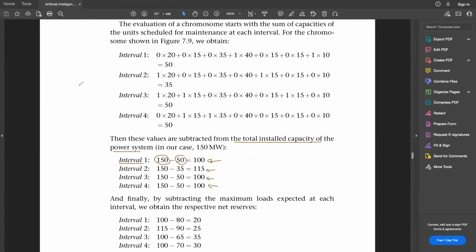We were also told that we have some maximum loads at each of the intervals, if you remember. So we also have to subtract those maximum loads. Interval 1 had 80, interval 2 had 90, interval 3, 65, interval 4, 70. Once we subtract, it reduces what is available, and this represents the reserves we are remaining with.